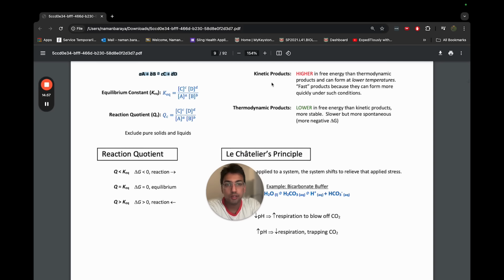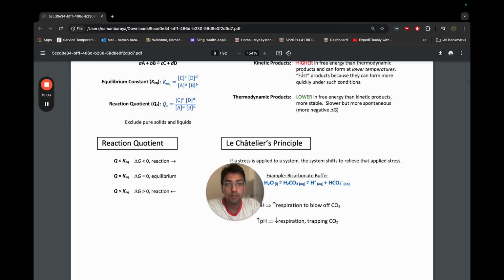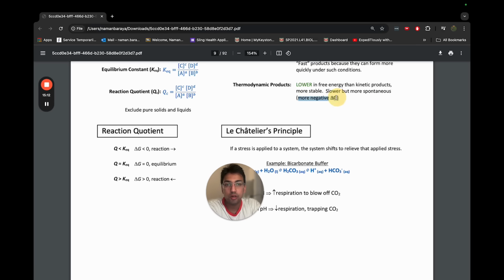Okay, so that's kinetic, higher in free energy. These are the products that can form at lower temperatures. They're fast, in quotes, because they can form more quickly under such conditions. These thermodynamic products are slower but more spontaneous, meaning more negative delta G, and that's important. It's more spontaneous. The universe wants to make that more.